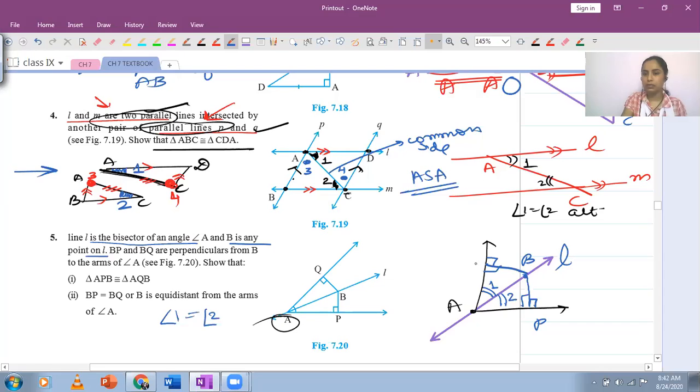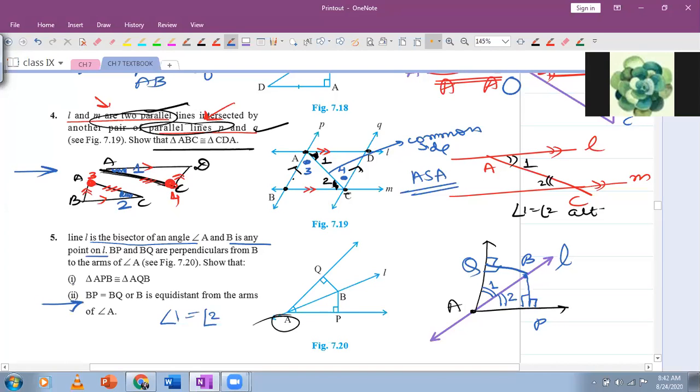And the names of those perpendiculars are BP and BQ. You have to prove that these two triangles formed here are congruent, first thing. Second thing, these perpendiculars are equal: BP is equal to BQ. So obviously, when we want to prove result number 2, it will be proved with the help of result number 1.